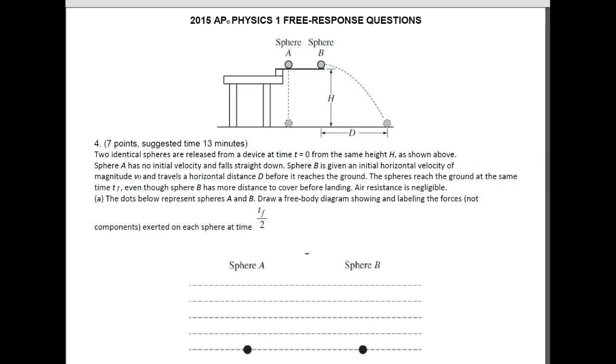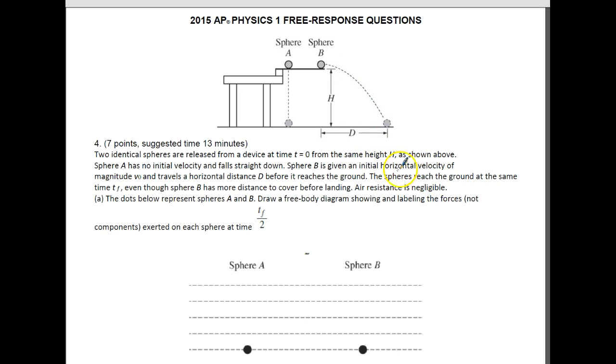All right, AP Physics 1. So this is the 2015 AP Physics 1 free response question. You have two spheres, sphere A and sphere B. Sphere A is dropped straight down, and sphere B is rolling to the right and then falls off of the table, but it also is moving right at the same time.